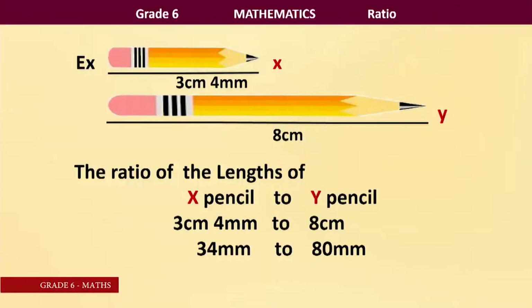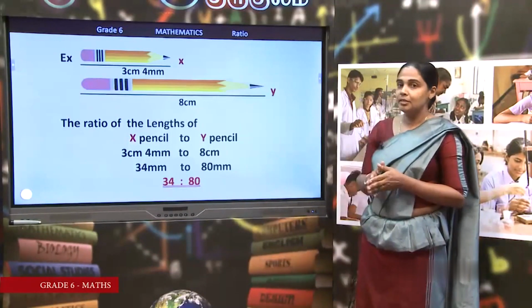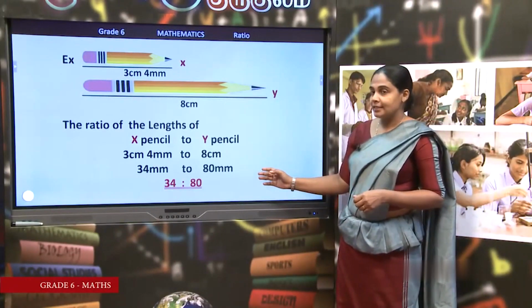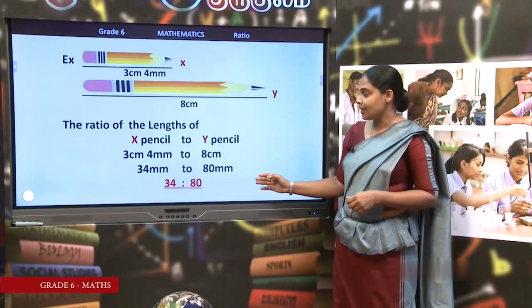Now what happened? Both are in the same unit, millimeter. Then we can write down the ratio without writing the unit. But we should keep this colon, 2 dots. Then the ratio is 34 to 80. In this example, we converted the given units into the same unit and then we wrote the ratio. Now, the ratio is written as 34 to 80.